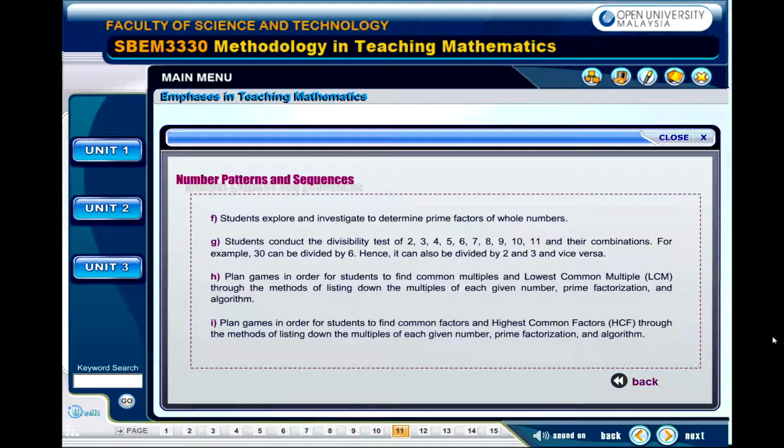H. Plan games in order for students to find common multiples and lowest common multiple, LCM, through the methods of listing down the multiples of each given number, prime factorization, and algorithm. I. Plan games in order for students to find common factors and highest common factors, HCF, through the methods of listing down the multiples of each given number, prime factorization, and algorithm.